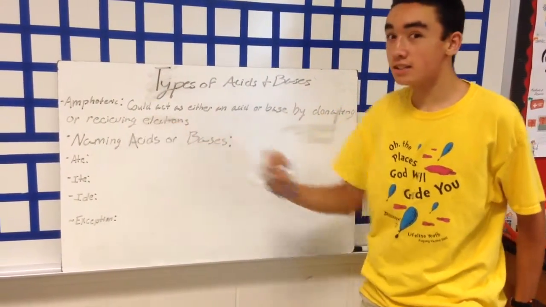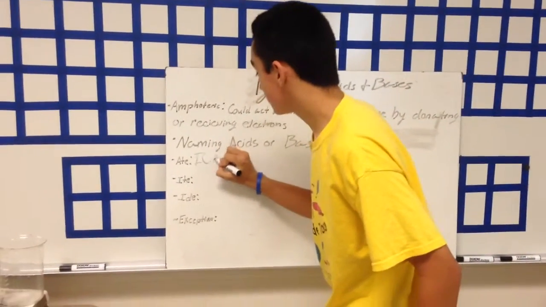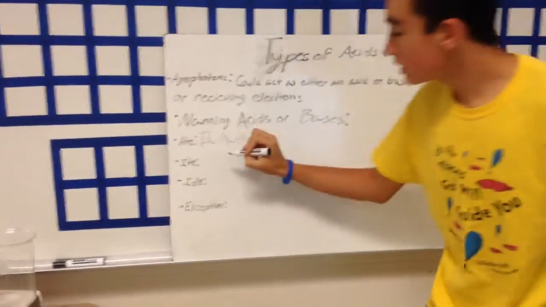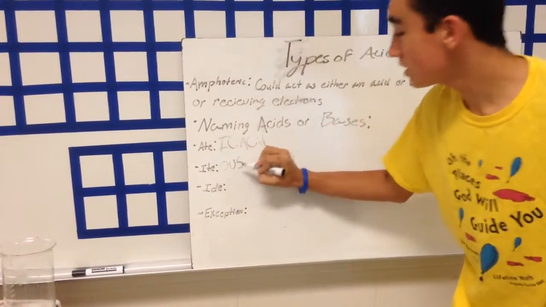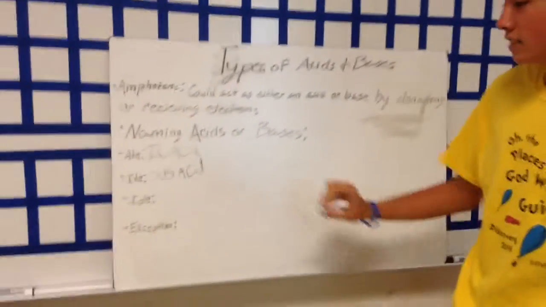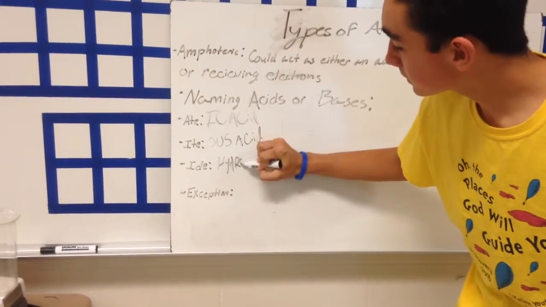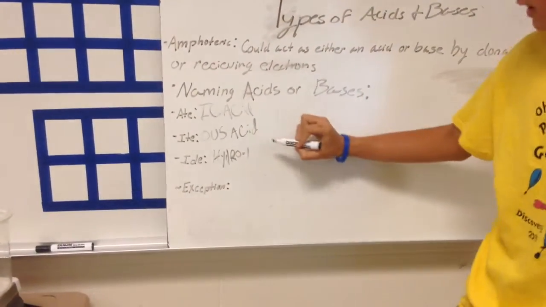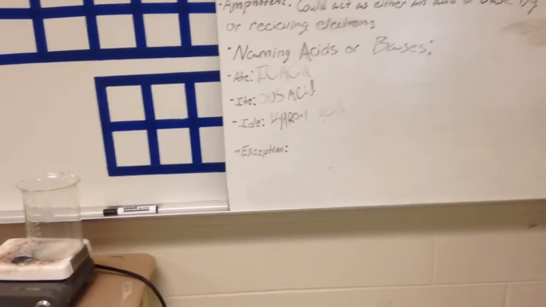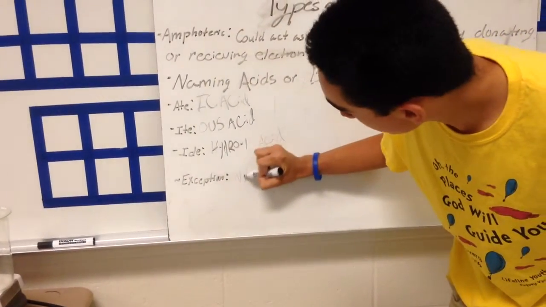If it ends in the suffix -ate, it'll be -ic and then the acid name. An example of this is sulfuric acid. If it ends in -ite, it'll be -ous, then acid, like chlorous acid. And if it ends in -ide, it will be hydro, then the element, and then acid. And then the exception is ammonia, which is NH3.